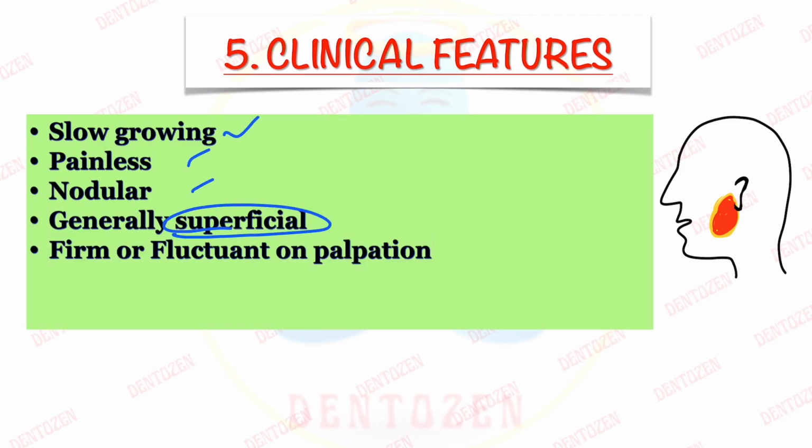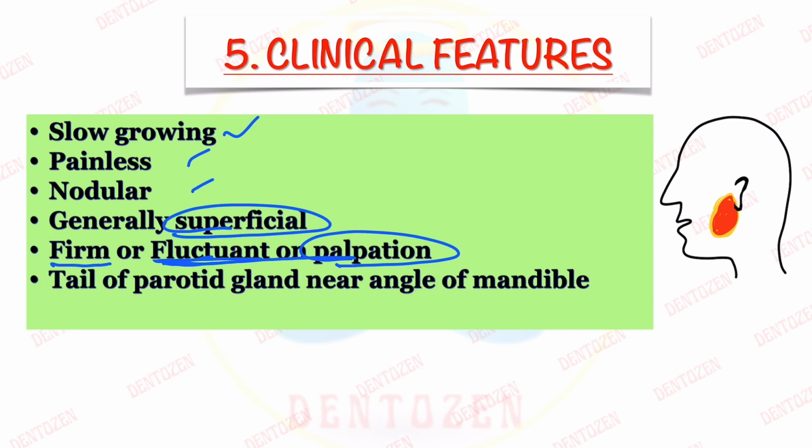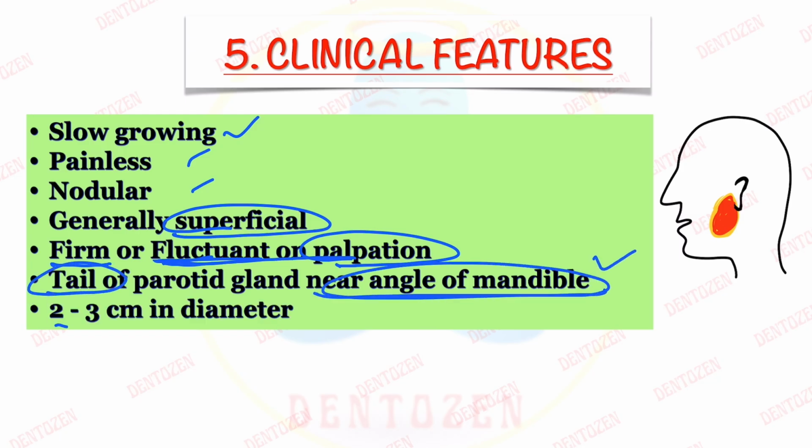It remains superficial. It can be firm or fluctuant on palpation. When you palpate it, it will fluctuate, it can move, it can be mobile, and then it can be firm. Where is it found? In the tail of the parotid gland near the angle of the mandible. It attains about 2 to 3 centimeters in diameter.